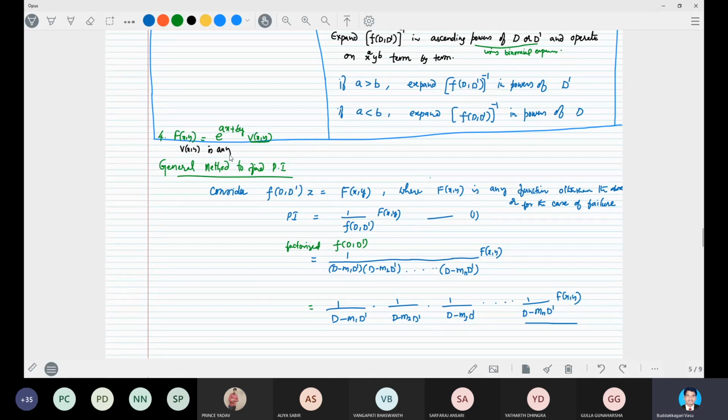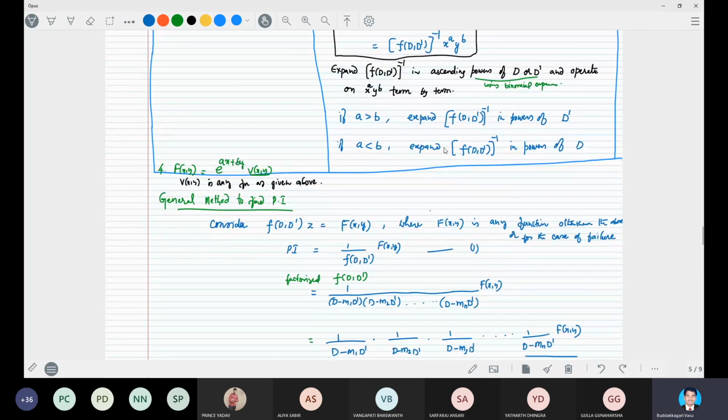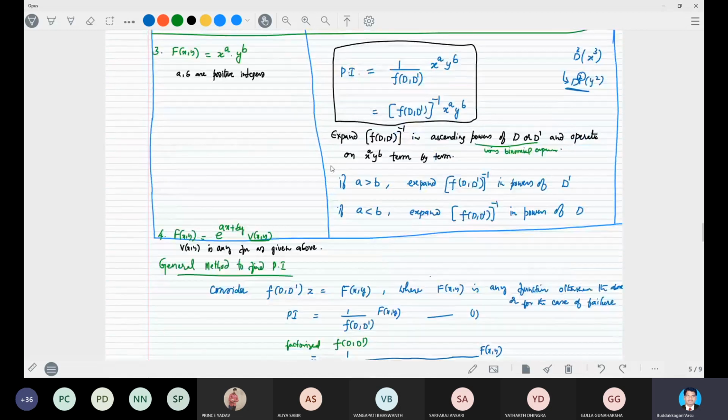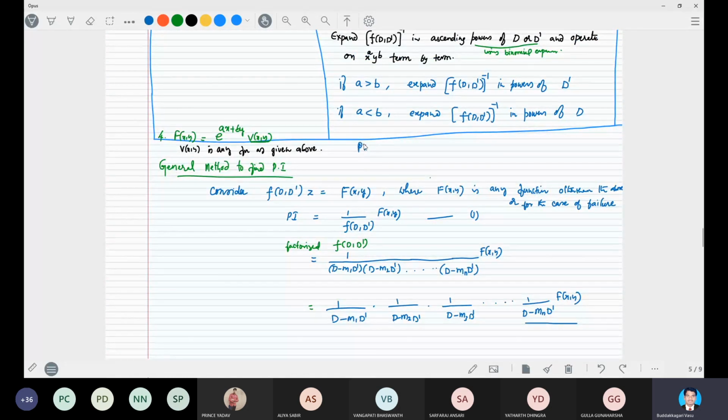Any function as given above. Okay, so in such case the particular integral is given by, what is PI? 1 by f of D comma D dash, where capital F of x comma y will be e power ax plus by into v of x comma y, right?